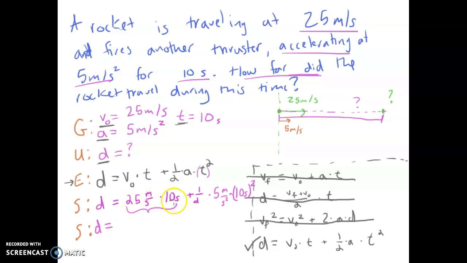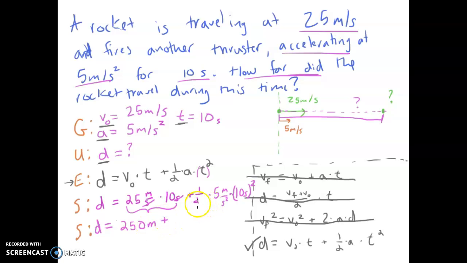25 meters per second times 10 seconds. Well, 25 times 10 is 250. And a meter times a second divided by a second, well, those seconds just cancel out, like they're numbers or variables, right? If I had 10 divided by 10, that would become 1. If I had x divided by x, that would become 1. So the units work in the same way. So I'm left with meters.